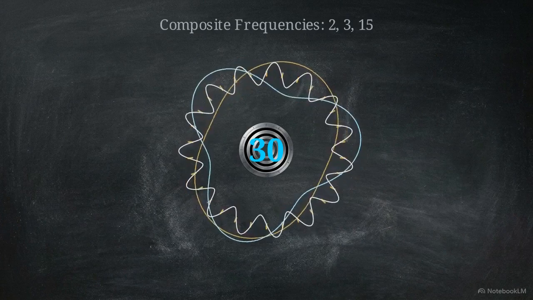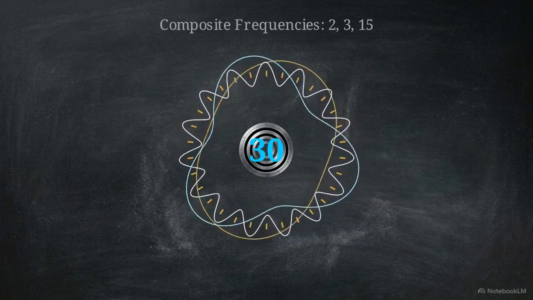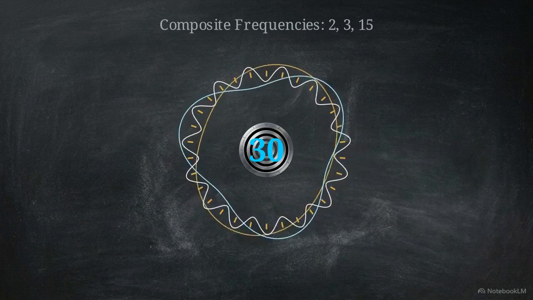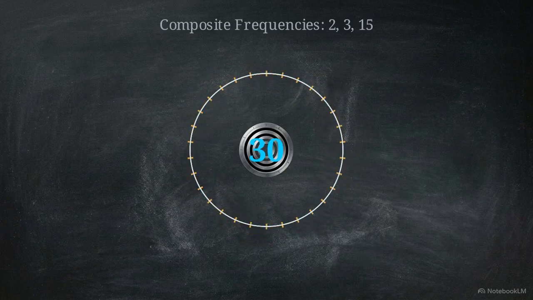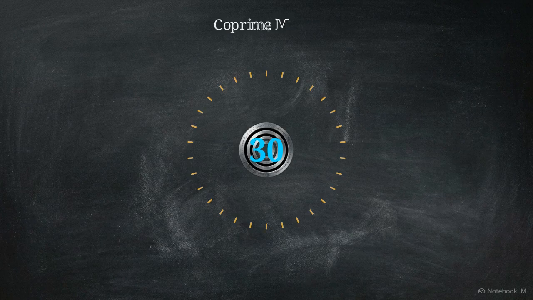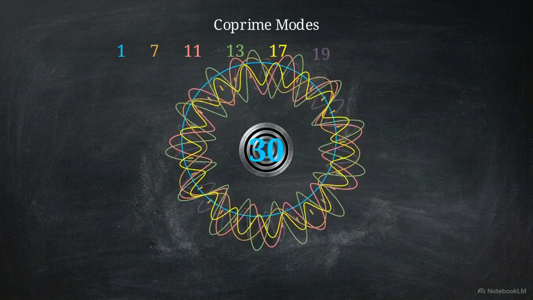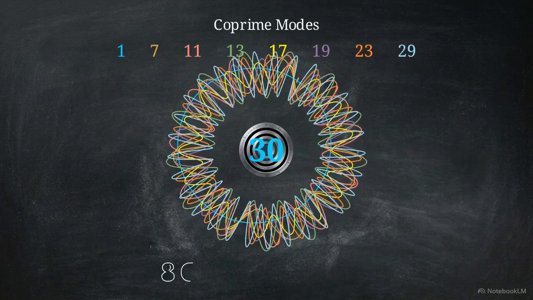When waves propagate around this 30-step lattice, any wave vibrating at a composite frequency, like 2, 3, or 15, eventually overlaps with its own subcycles. These composite modes perfectly destructively interfere, canceling themselves out of existence. The only frequencies that survive are the ones that share no common factors with 30. These are the coprime modes: 1, 7, 11, 13, 17, 19, 23, and 29.